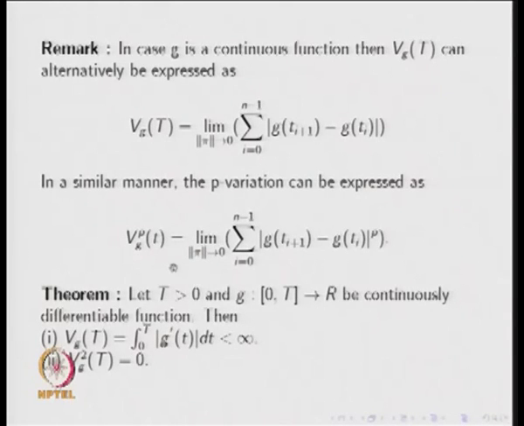Now, we have this theorem: if g is a continuously differentiable function on the interval 0 to capital T, then the first order variation is the integral of the modulus of g dash of t with limits 0 to capital T, and the second order variation is 0.